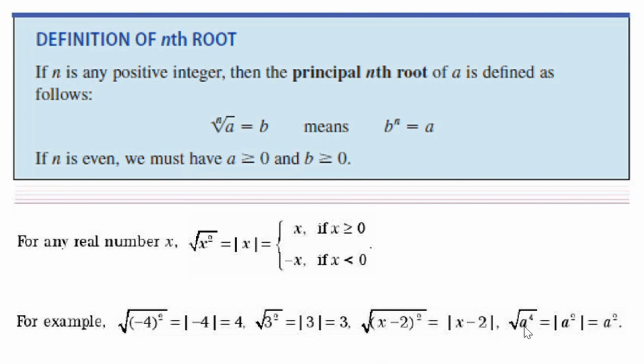And the square root of the square of x minus 2 is equal to the absolute value of x minus 2. And lastly, we have the square root of a raised to 4. Since the exponent is 4 and the index is 2, write that one in terms of rational or fractional exponent. So it becomes a to the power of 4 over 2. But 4 over 2 is equal to 2, so we have the absolute value of a squared. And the absolute value of a squared is equal to a squared.